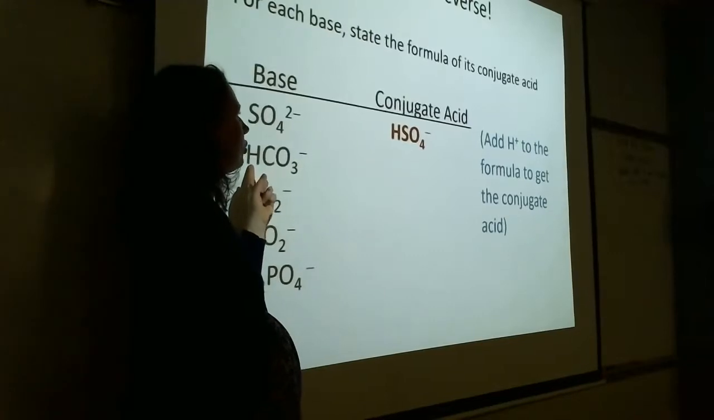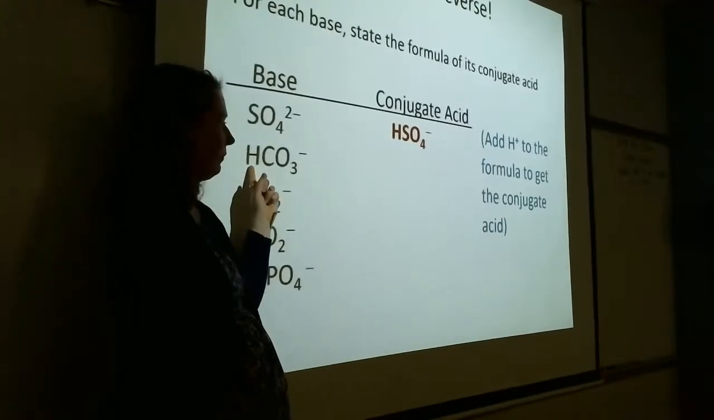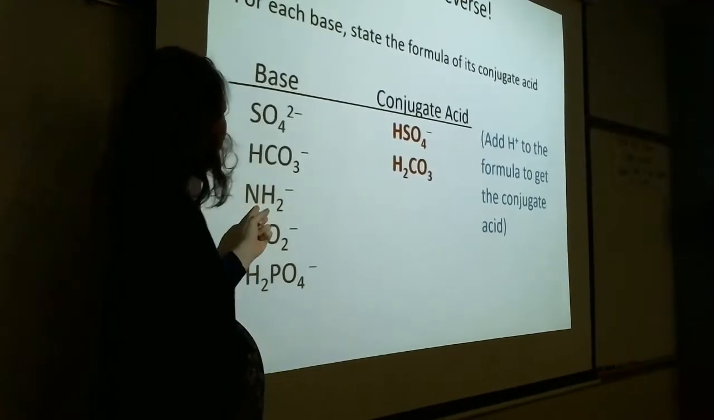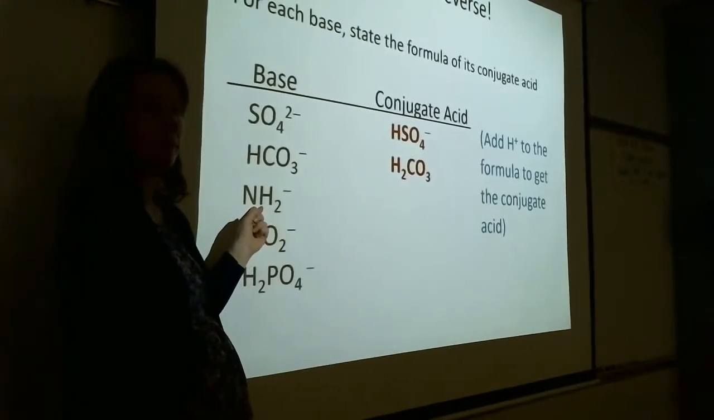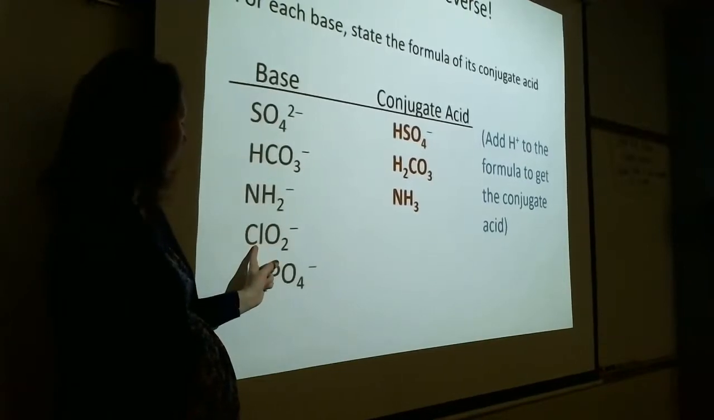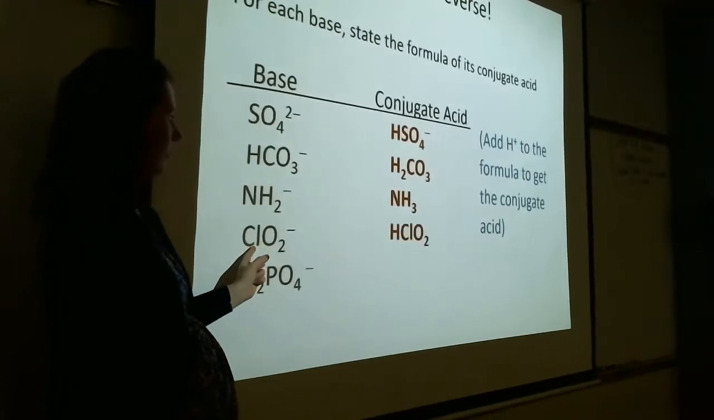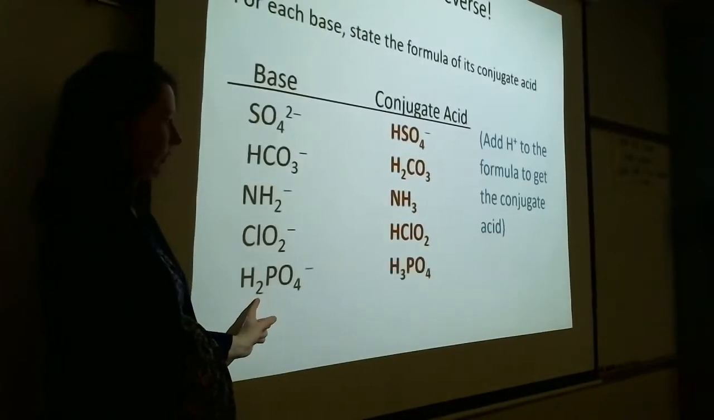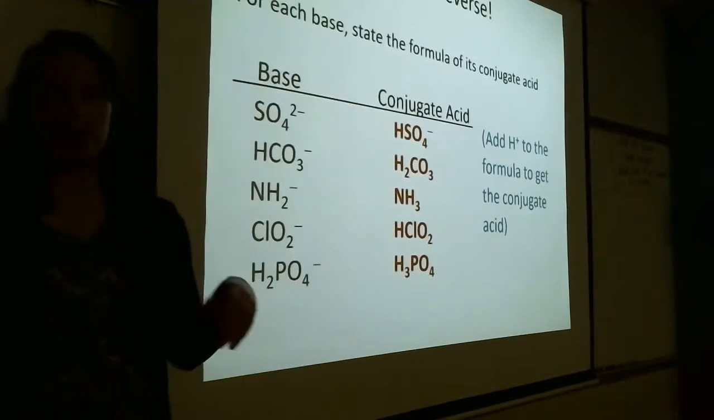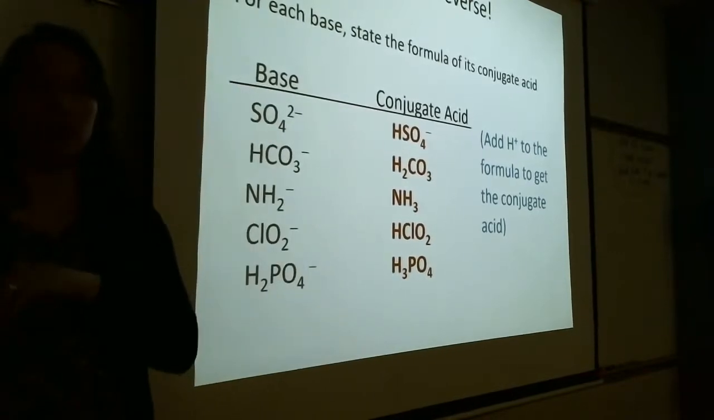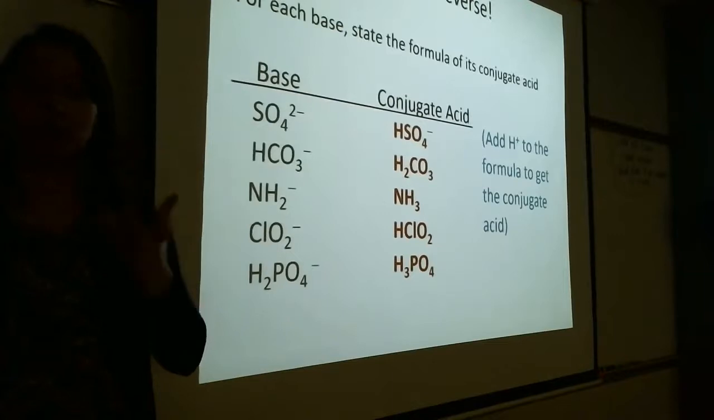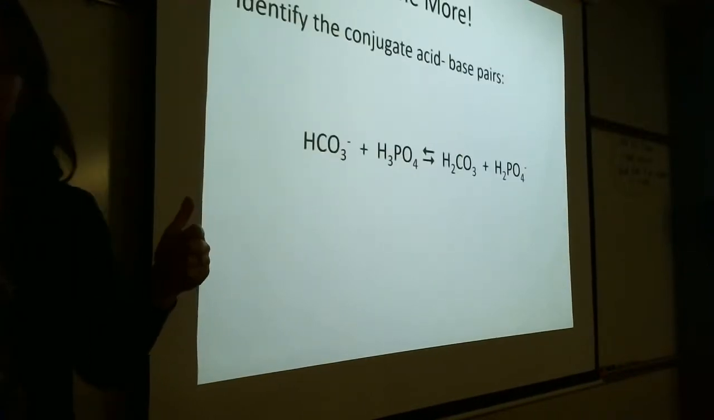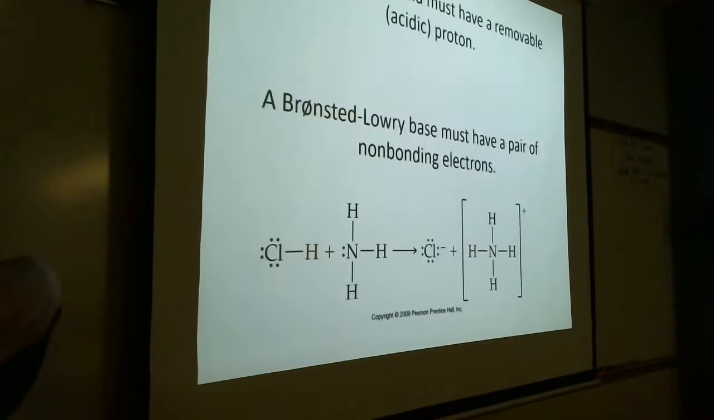What will the conjugate acid of this be? H2CO3, good. What about NH2 minus? Just NH3. What about ClO2 minus? HClO2. And what about H2PO4 minus? H3PO4, good. Does everybody understand how to take a base and turn it into a conjugate acid? Or vice versa, take an acid and turn it into a conjugate base? Yes? Okay, we've done enough of this, so let's just skip that.